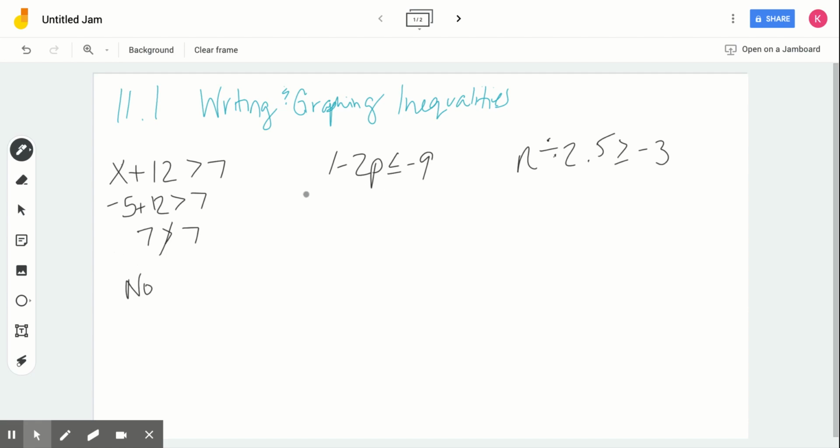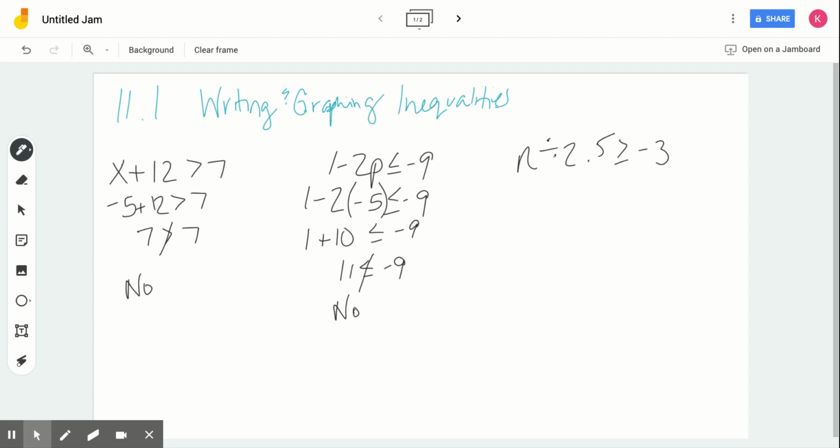For the next one, 1 minus 2 times negative 5 is less than or equal to negative 9. Negative 2 times negative 5, a negative times a negative is a positive. So 1 plus 10 is 11. And is 11 ever less than or equal to negative 9? Again, we know that answer is no. So negative 5 is not a solution of this inequality.